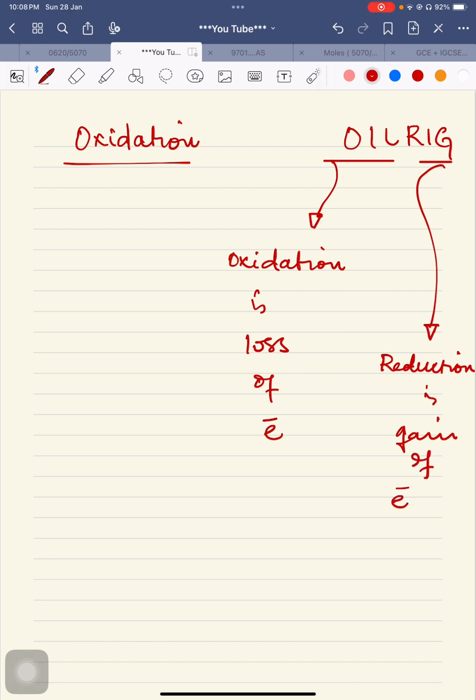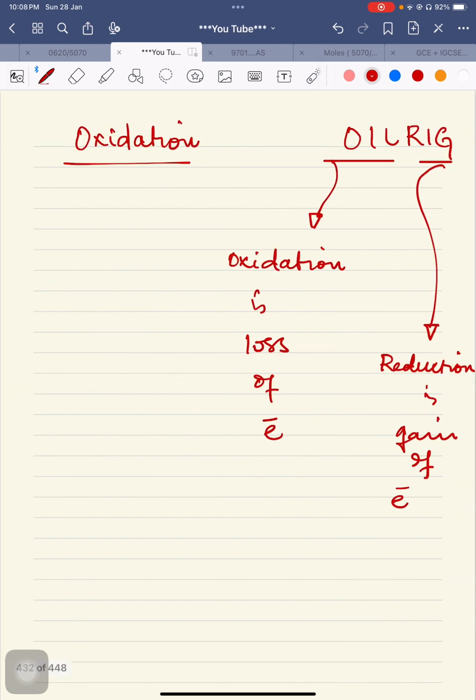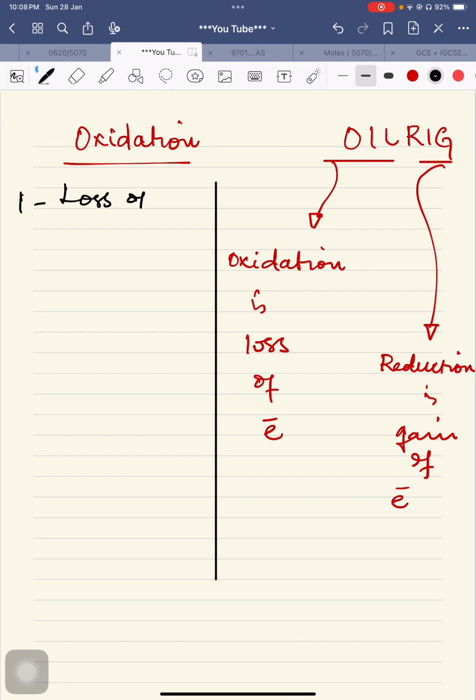I have just told you on the previous page that oxidation and reduction will always be parallel but opposite to each other. From these two definitions, it is very clear that these two processes are opposite to each other. How they occur parallel to each other, we are going to study by applying these definitions to different chemical reactions. So I have just told you one definition for oxidation, and that is loss of electrons.